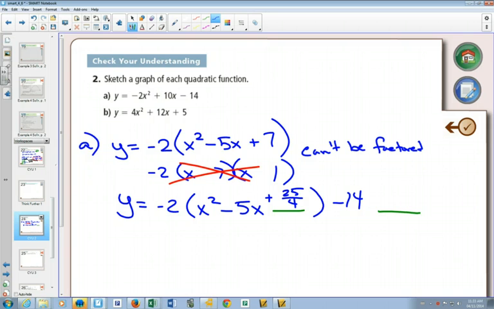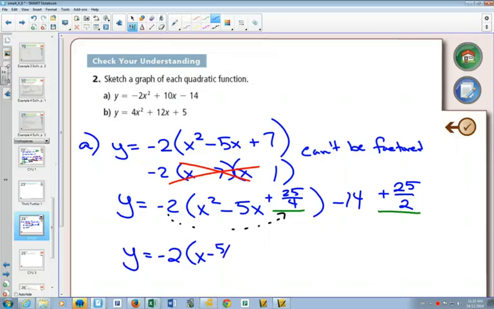What have I actually done? I have actually subtracted 25 over 2. So the opposite of subtracting 25 over 2 is adding 25 over 2. And so now I would get y equals negative 2 times x minus 5 over 2 squared. And in order to put these fractions together, I need a common denominator. Negative 14 is negative 28 over 2, plus 25 over 2 would be plus 3 over 2.